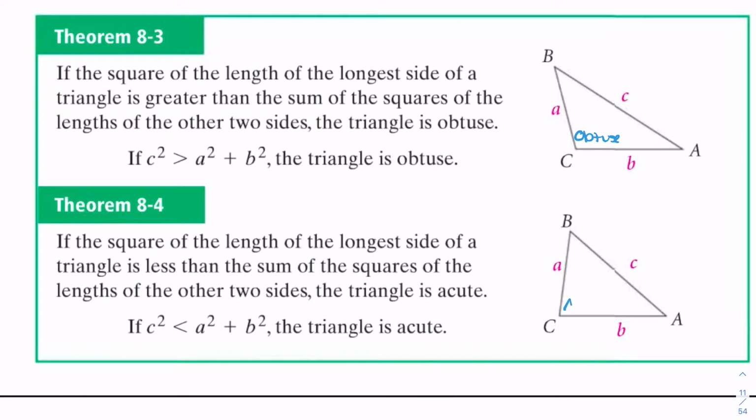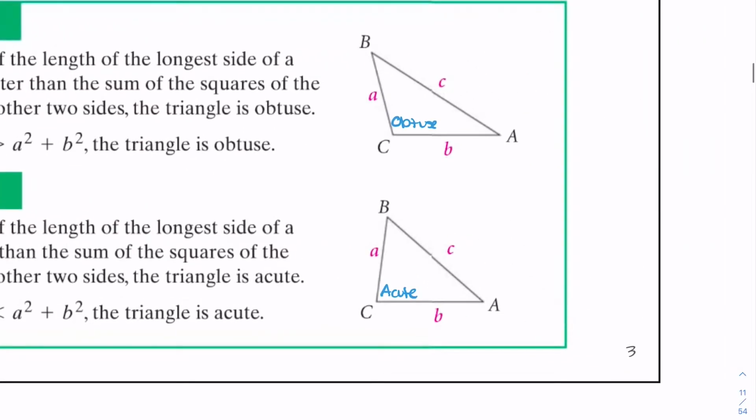Versus, it's an acute triangle when c squared is less than a squared plus b squared. So flip these around, put your hypotenuse here. Let me rewrite all three of them right here.